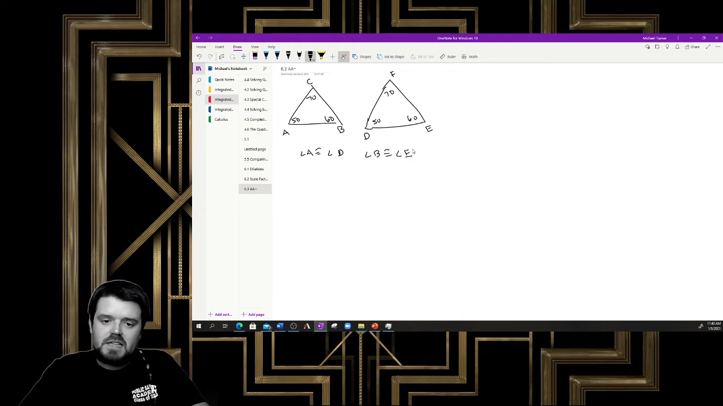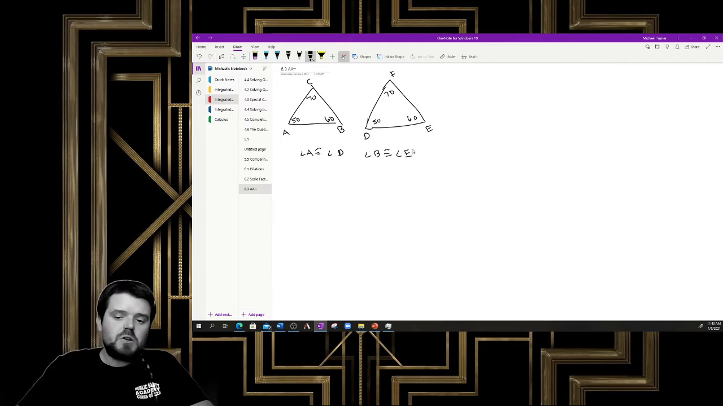Even though triangles have 6 parts, 3 sides and 3 angles, it's not necessary to show all 6 are the same. Similarly, with similarity, we don't need to show that all sides are proportional or all the angles are the same. So the first way we can show two triangles are similar is showing two angles are congruent.